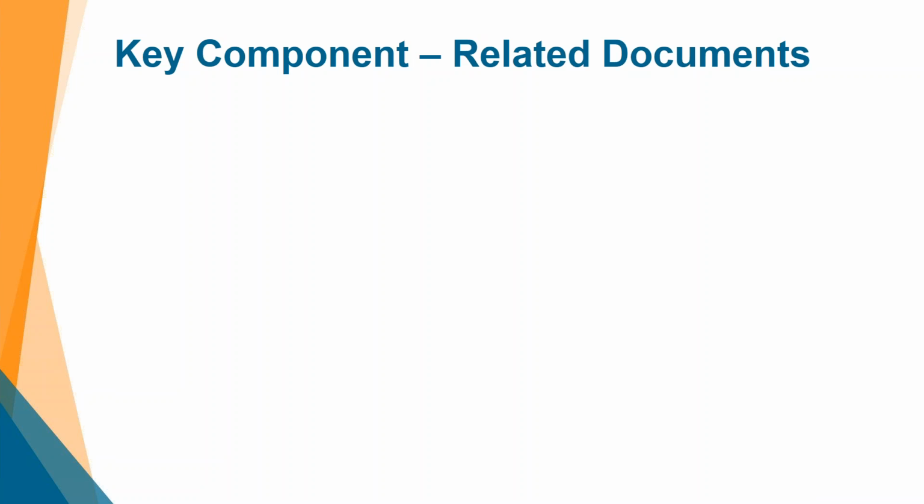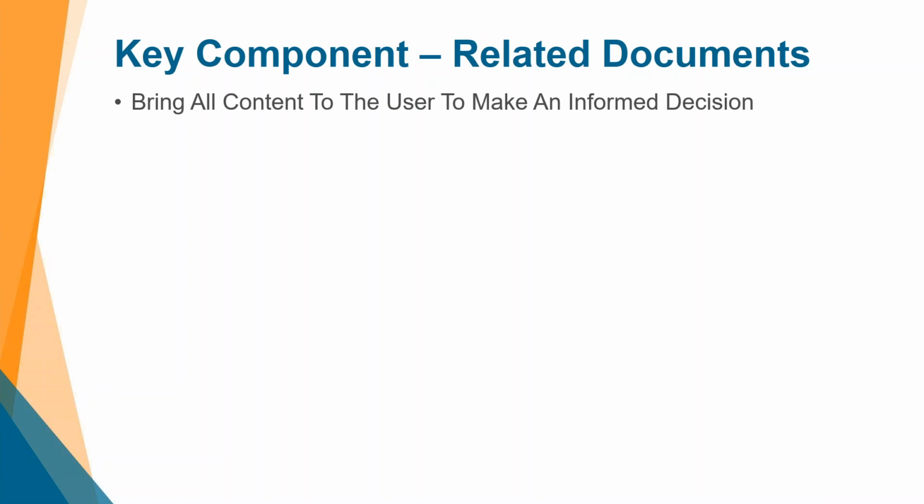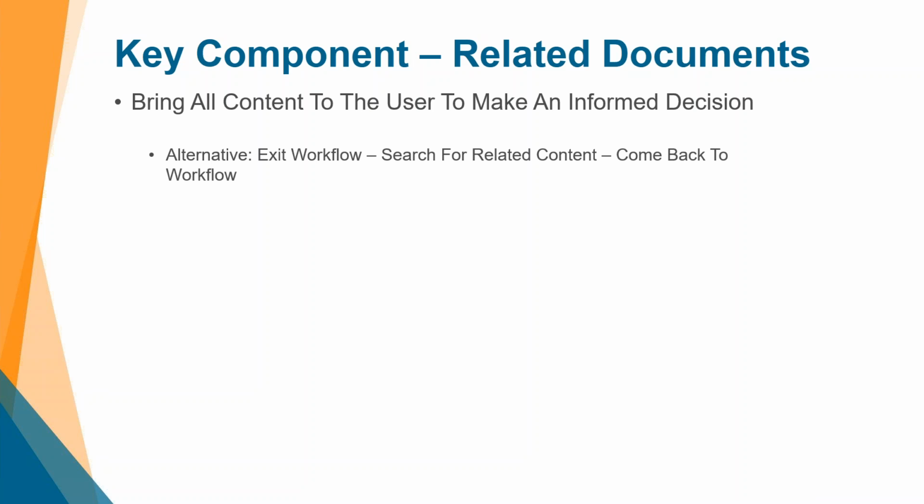I like to sprinkle in some of the key components here also, because one of the real benefits to workflow is to be able to bring to the user all of the content that they need to most effectively make their decision. And related documents is a great concept of that. What we're talking about is that now within the workflow interface, not only are they seeing that primary object that got routed through workflow, but all of the other related content that might be necessary to view in order to make that informed decision. So bring all of that content to the user.